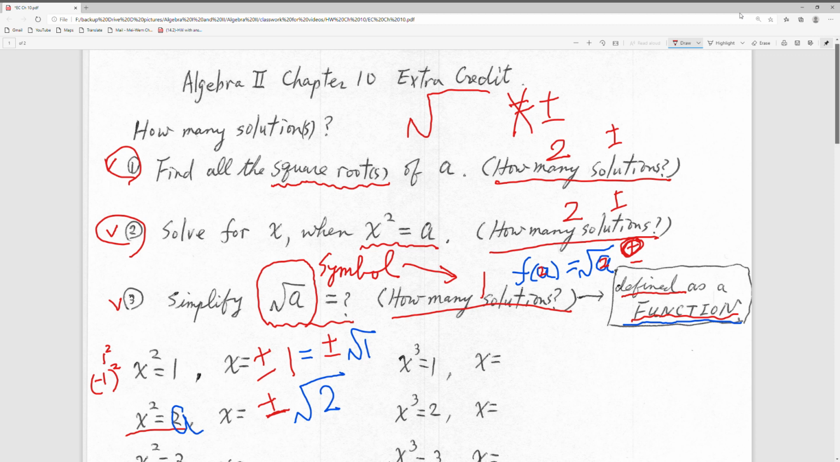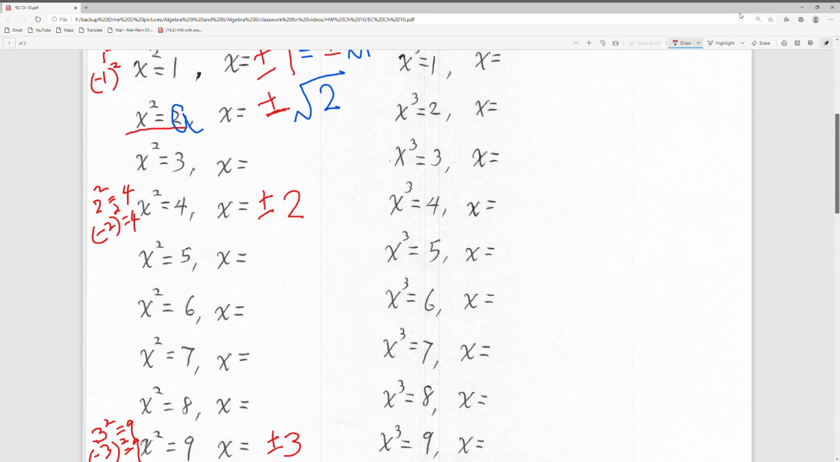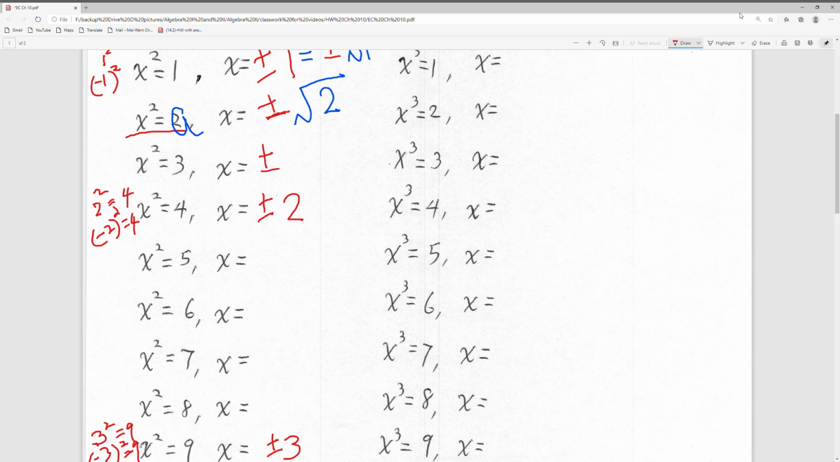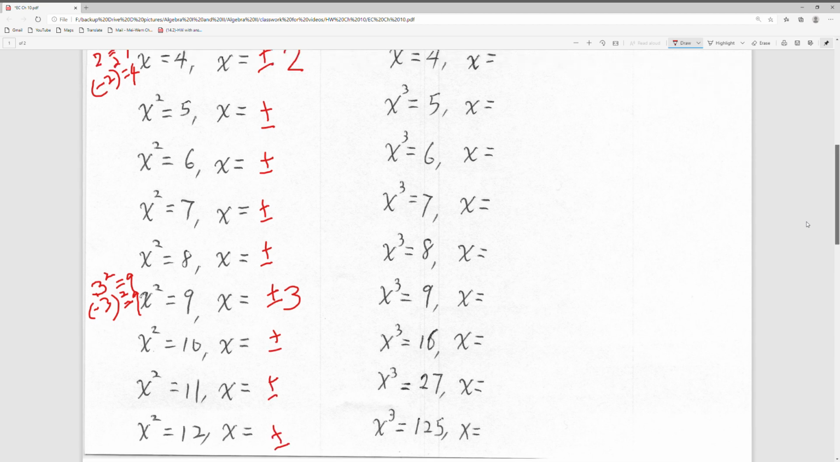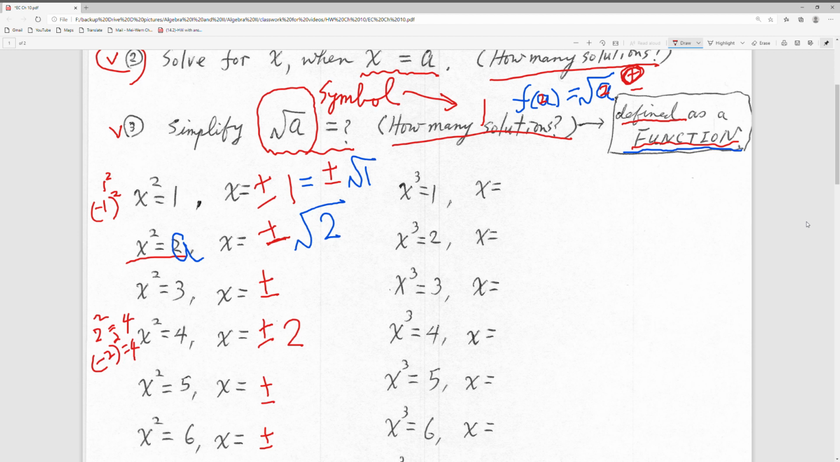Okay, so keep going. Here you need to have positive negative. Keep going. We need to have two solutions: positive negative, positive negative, positive negative. And then if we are not able to guess exactly what the answer is, like 1 you can guess, 2 you can guess, and here you have no way to guess the answer, so mathematicians created this symbol, and basically I call this cheating.